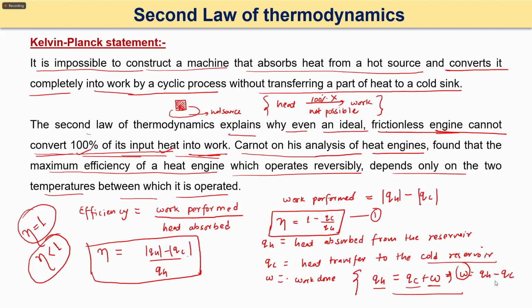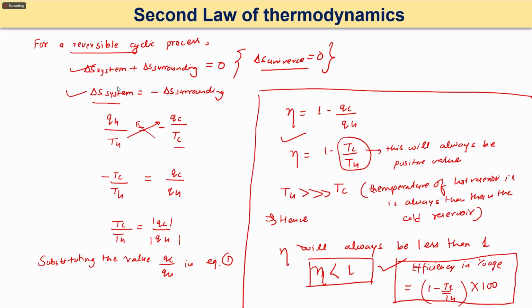What was the Kelvin Planck statement? That it is impossible to construct a machine that absorbs heat from a hot source and converts it completely into work. So it cannot be completely converted into work. This was the Kelvin Planck statement. Next we calculated the expression for the efficiency. I'll end the session now. In the next class we will study the process.